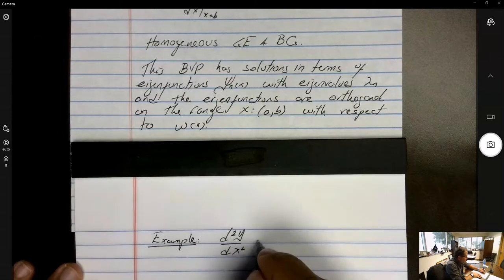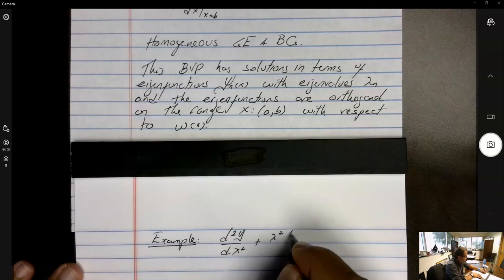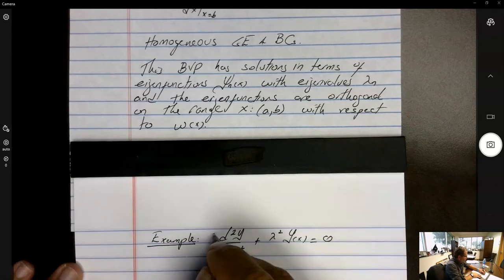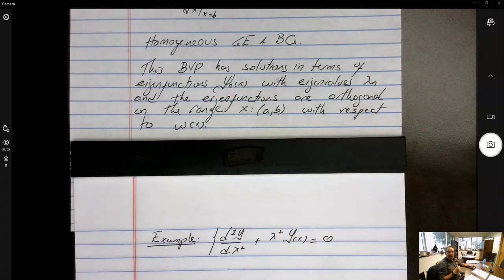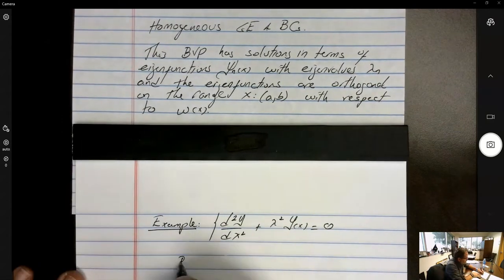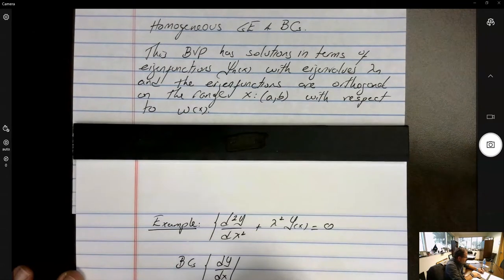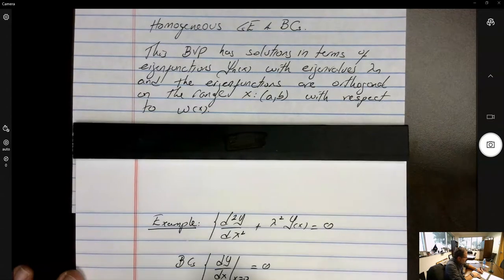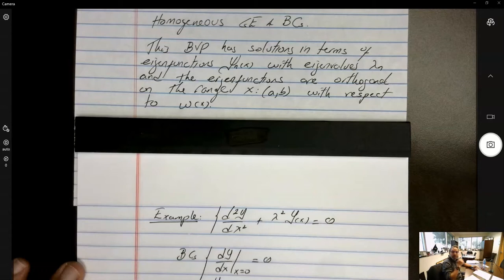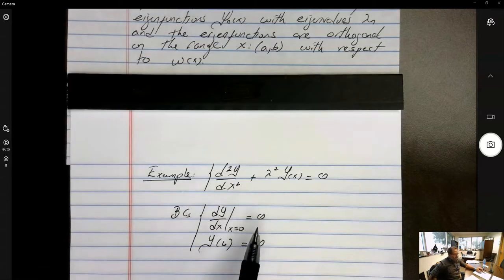The same equation that we dealt with before. There it is. And now the boundary conditions are going to be slightly different. I'm going to say that dy/dx at x equals 0 is equal to 0, and that y at x equal L is equal to 0. Again, both conditions are homogeneous. It's just that I have a second kind condition at x equals 0 and a first kind condition at x equals L. On one side we impose the slope, and on the other side we impose the value.